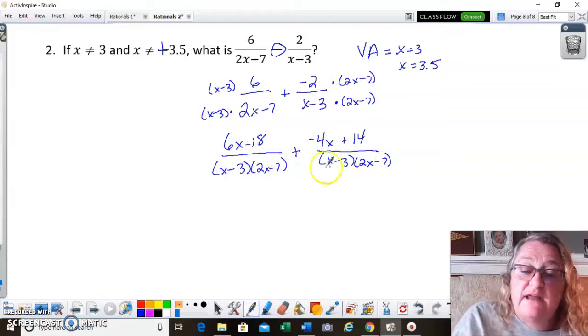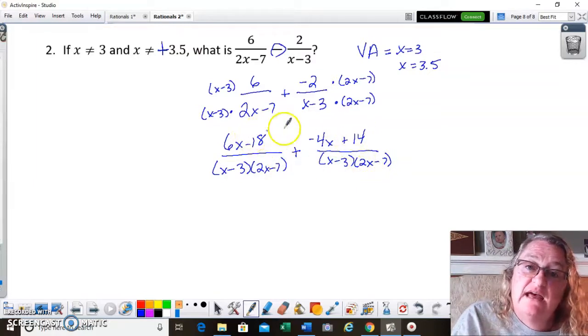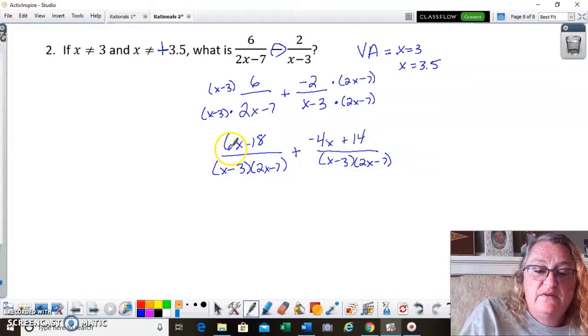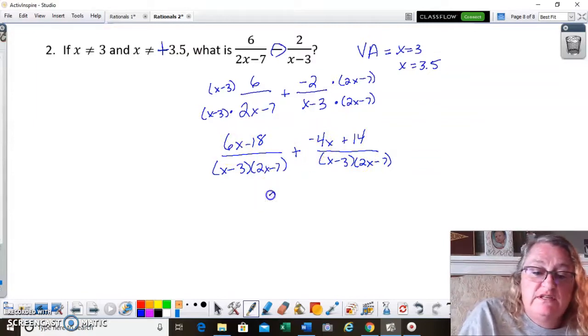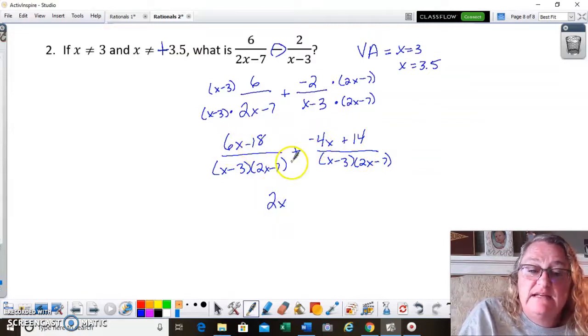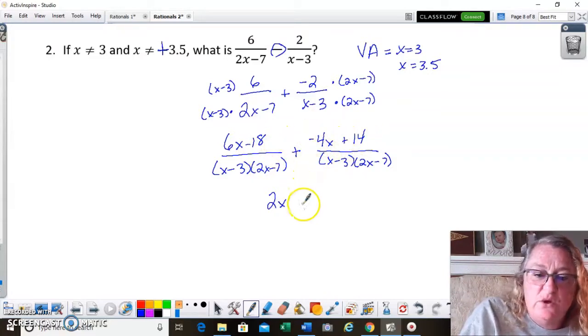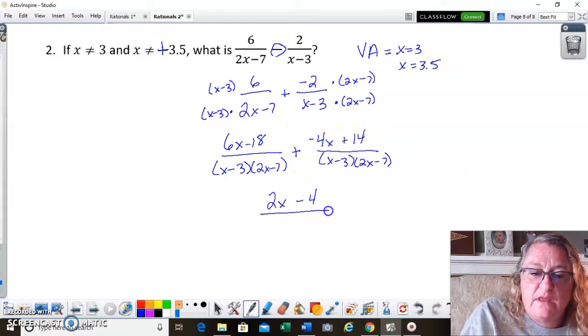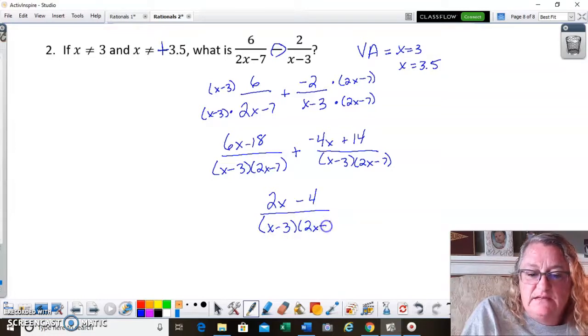Okay, so now that I have like denominators, I can add like terms in the numerator. So I have a 6x and a negative 4x, which gets me 2x. I have a negative 18 plus 14. So negative 18 plus a positive 14 would be negative 4. And then my denominator is x minus 3 and 2x minus 7.